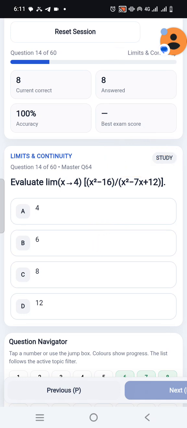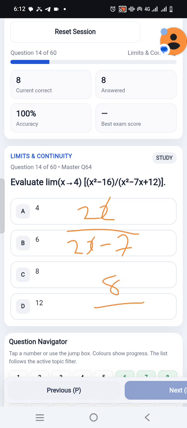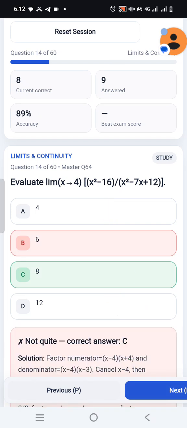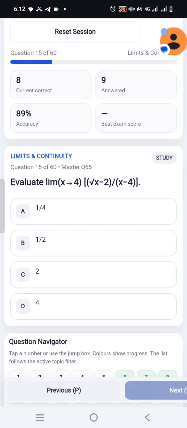So of course, I'm going to use L'Hopital's rule, 2x all over 2x minus 7. So I'll put my x, that is 2 times 4, 8. Then 2 times 4, 8 minus 7, 1. That is 8 all over 1. That is 8. So when you get to this point, you can say apply your L'Hopital's rule.